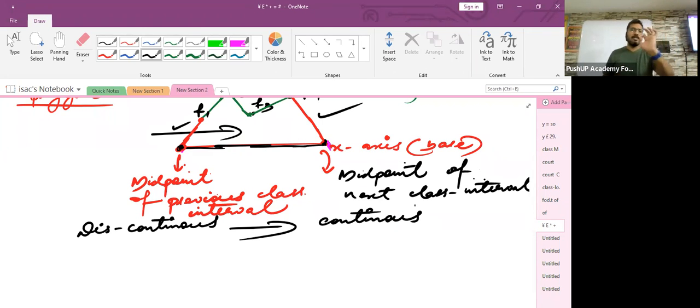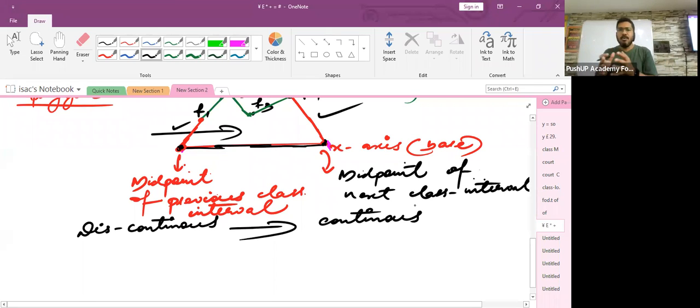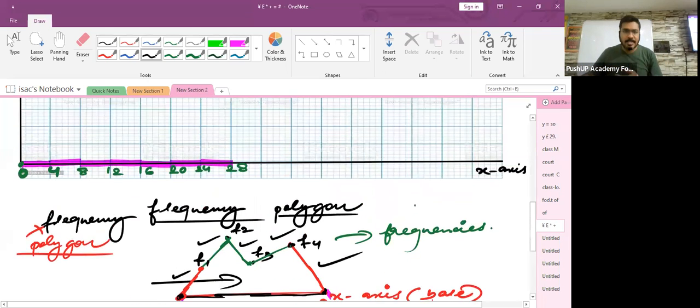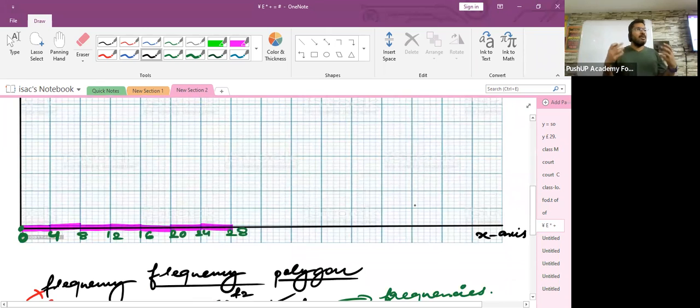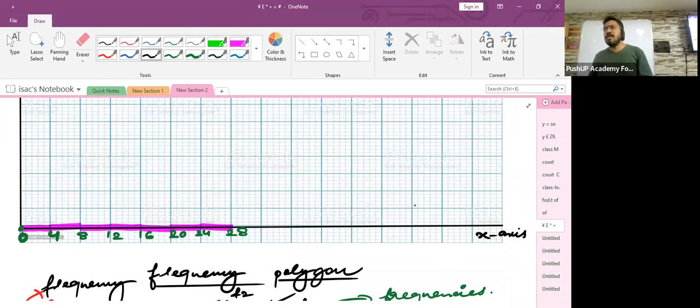If the class intervals given to you in the table are discontinuous, your first step will be to convert those class intervals into continuous class intervals. And then only you will start representing it on the x-axis. Now, in this case, I was not having any tension about it. Why? Because the class intervals provided to us were already continuous. So I never had to convert it, isn't it? So that is why without any tension or a second thought, I directly represented it on the x-axis.